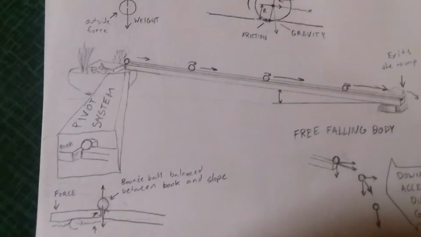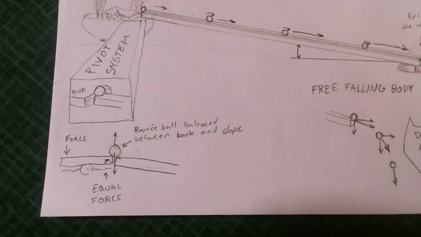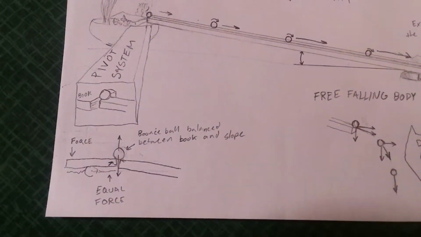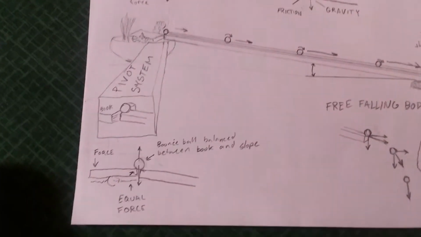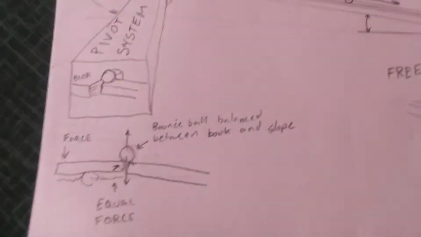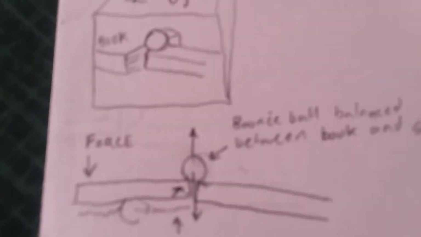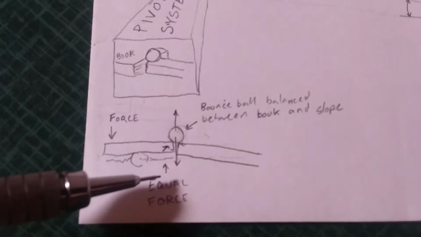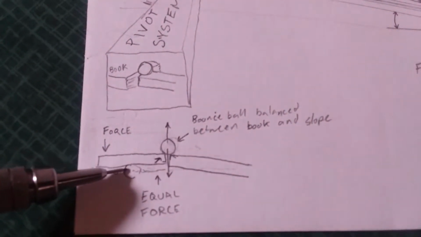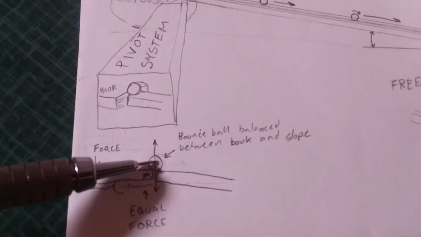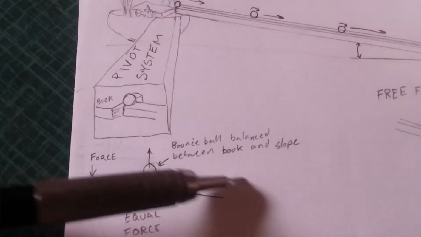So for the pivot system, I had the ball balanced between the book and the slope here, and when I applied the force downward here, okay, so applied the force downwards, and that creates an equal force upwards based on this pivot here. And this corner right here applies a force to the ball, which then gets it started rolling down the slope.